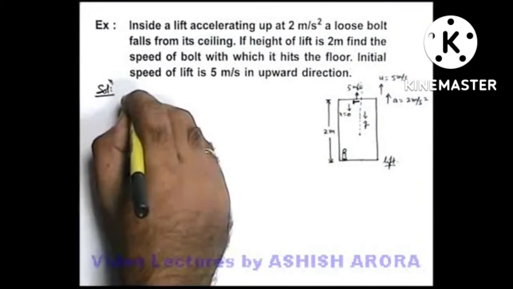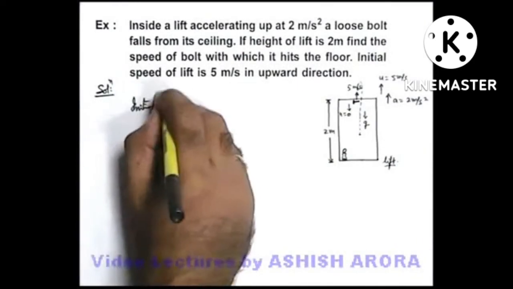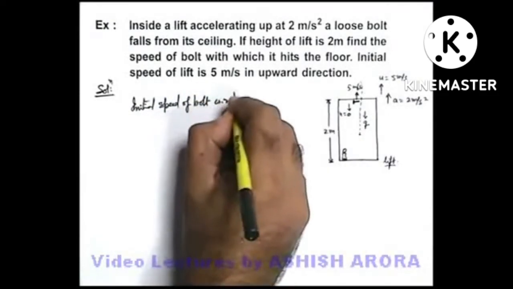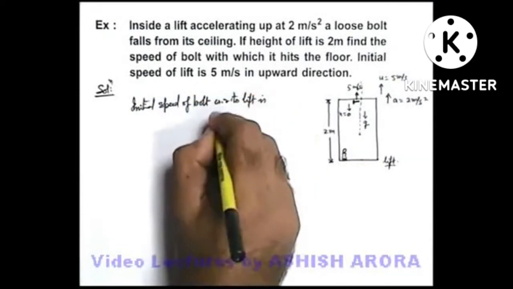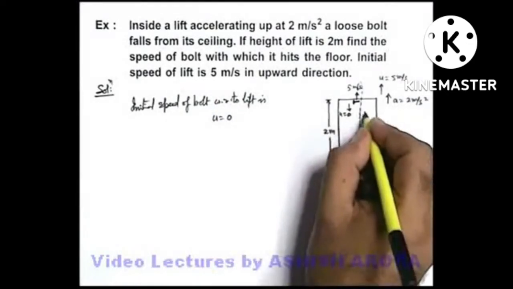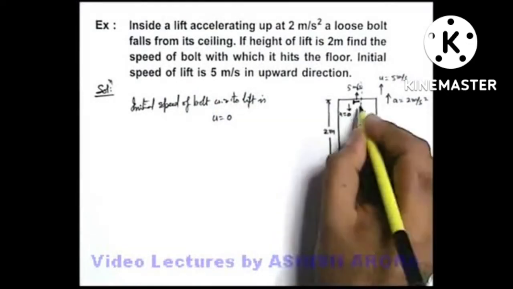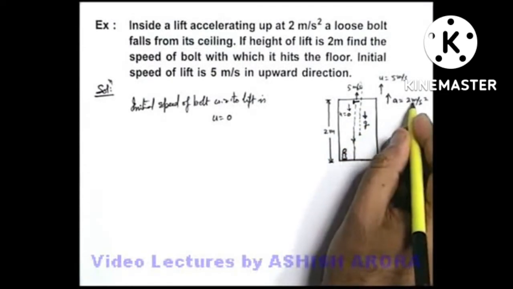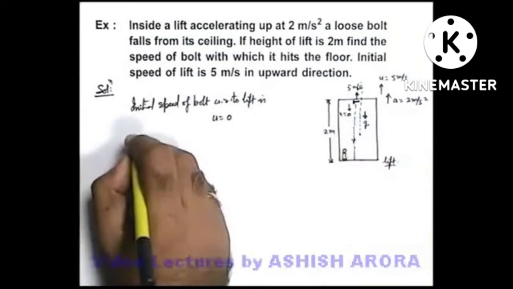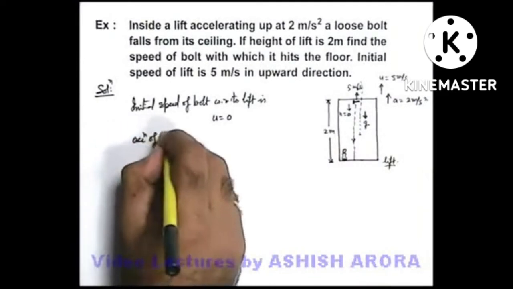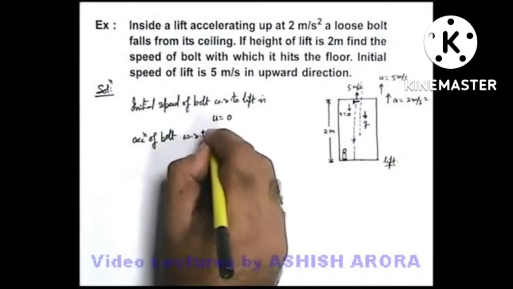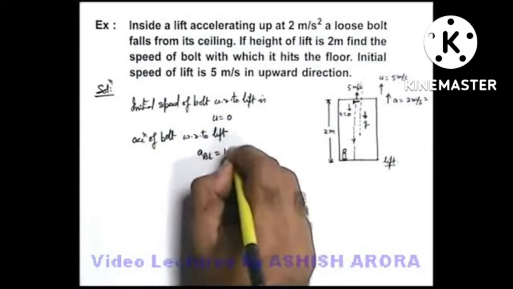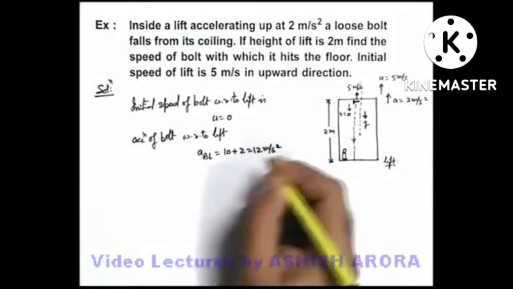So we can say the initial speed of the bolt as seen from the lift, or with respect to the lift, is 0. If we calculate the acceleration of the bolt as seen by this observer, we can say the bolt is falling freely with an acceleration g and the lift is going up with an acceleration 2 meters per second square, which is opposite to g. So if we find the acceleration of the bolt with respect to the lift, it will be g plus 2, that is 10 plus 2, which is 12 meters per second square.